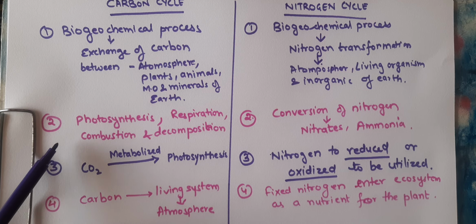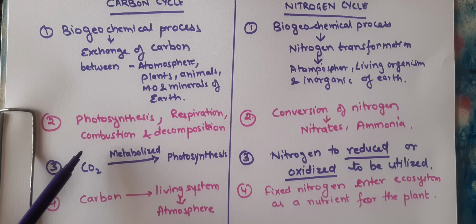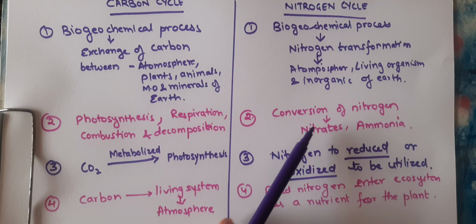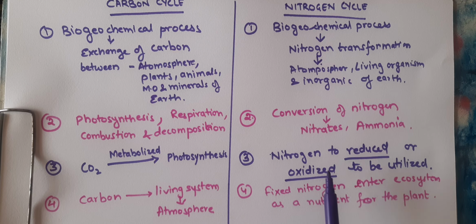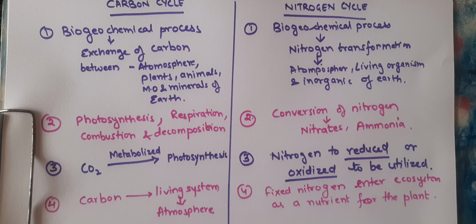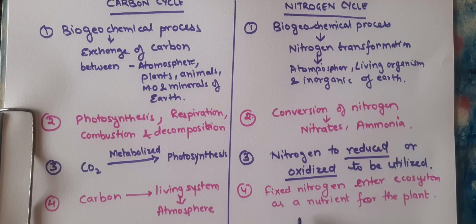So the carbon is exchanged via the processes of photosynthesis, respiration, combustion, and decomposition, whereas the nitrogen cycle converts nitrogen into nitrates and ammonia. Carbon dioxide is metabolized directly in the process of photosynthesis, whereas nitrogen has to be either reduced or oxidized to become useful. The fourth and last difference is that the fixed carbon will move from the living system and eventually be returned to the atmosphere. And the nitrogen cycle will fix the nitrogen, and the fixed nitrogen in the forms of nitrate and ammonia will enter the ecosystem as a nutrient for the plants.